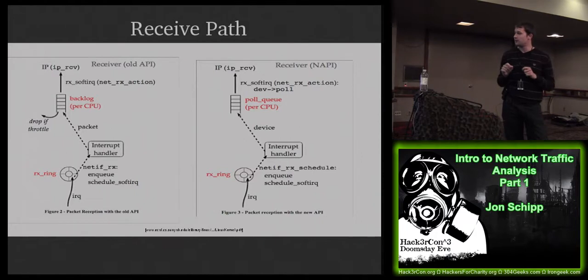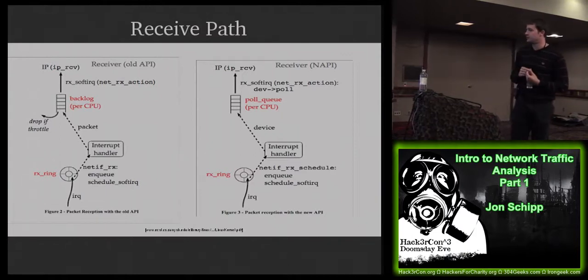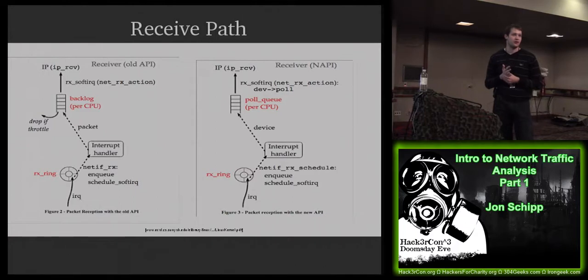The packet eventually makes its way up to the backlog queue in the red at the top. And then it gets passed to the IP stack, where you see the IP receive function, and then makes its way up to UDP, TCP, or what have you, until it eventually reaches the socket that the application is listening on. And on the right side, we have the new application programming interface, which uses a polling mechanism. So pretty much every kernel you're running nowadays is using this new application programming interface, this new way of getting packets from the NIC into the kernel.